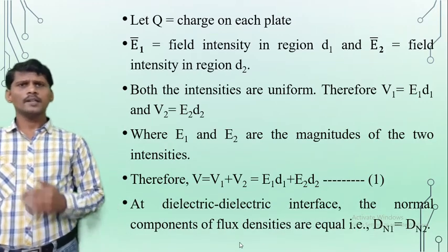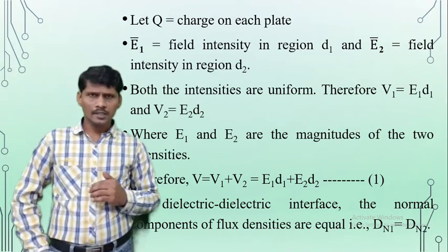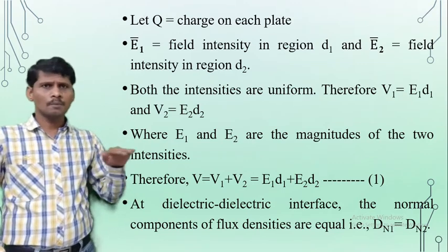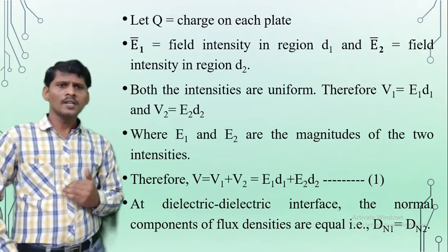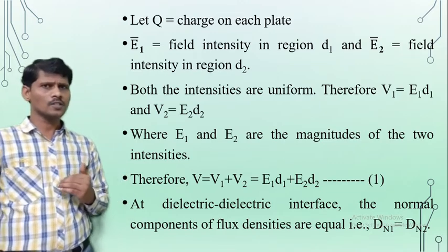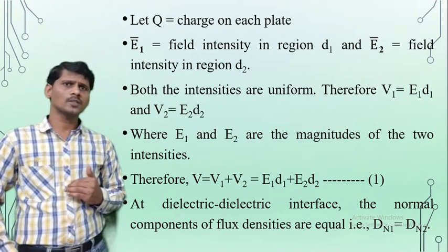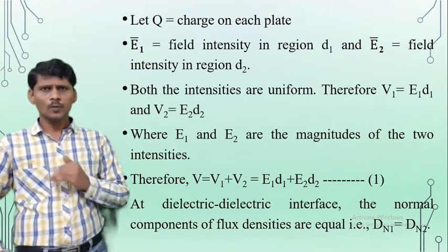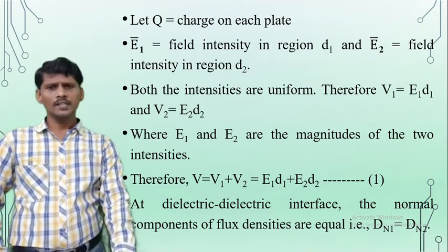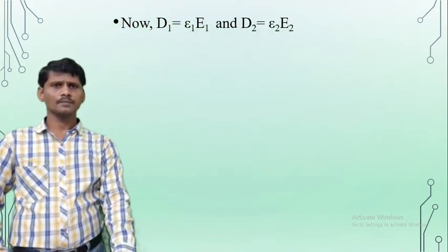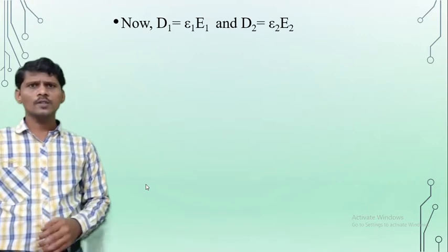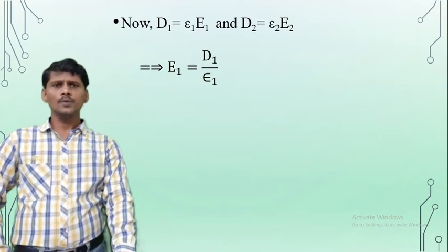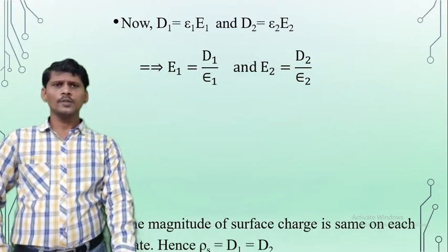And we know, according to the boundary conditions for a dielectric to dielectric interface, where the boundary is parallel to the plates, the normal component of the electric flux density in region 1 is equal to the normal component of the electric flux density in region 2. That is D normal 1 is equal to D normal 2. Now D1 is equal to epsilon 1 into E1 and D2 is equal to epsilon 2 into E2, the electric flux densities, and we substitute the E1 and E2 values into the above expression.